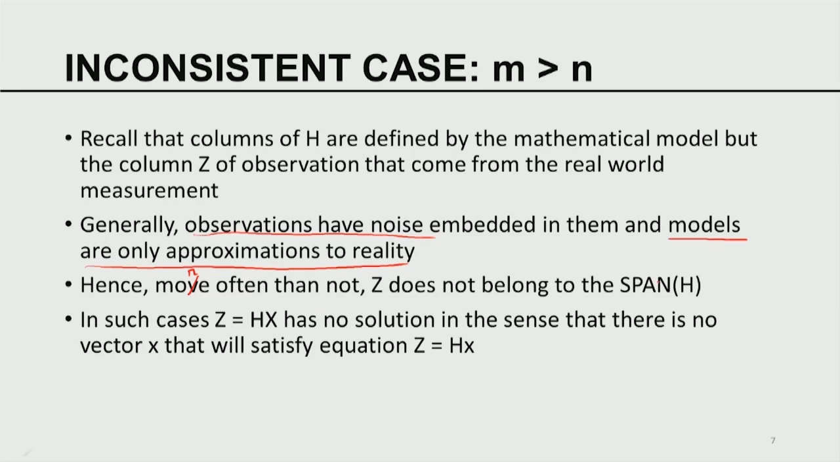If z does not belong to the span of H, then there is no solution, in the sense that there is no vector x that will satisfy the equation z is equal to H of x. Therefore, in principle, when m is greater than n, the equations are inconsistent. Inconsistent means what? There is no solution that can make the left hand side equal to the right hand side.